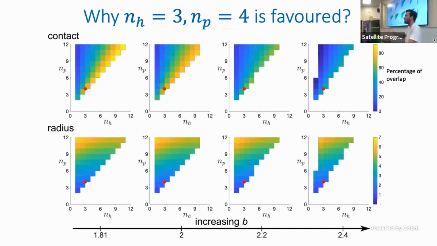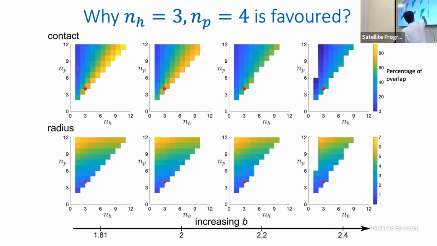This is kind of like a biological object. It wants to be as small as possible to be more stable. So when we look at the contact, we saw that as it gets bigger, the contact gets better. So these small ones have the worst. The red dot shows the 3 and 4 case. As it gets bigger, contact is better. For the smaller one, contact is worse.